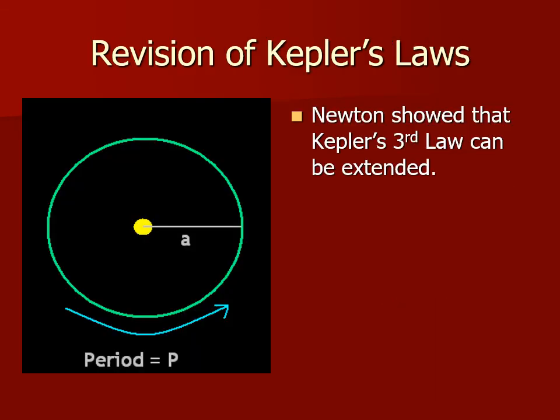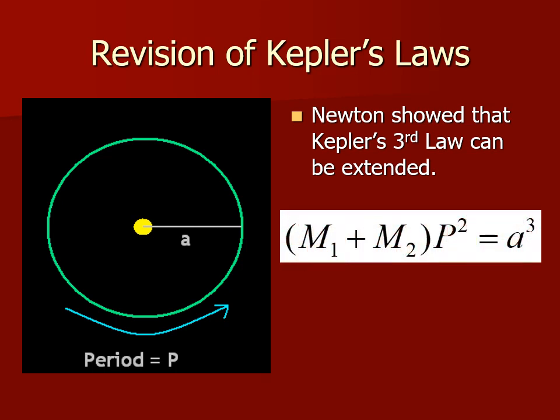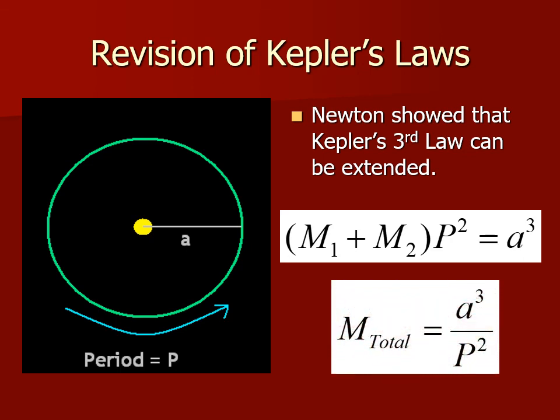Again, Kepler studied the motions here. Newton modified this by saying the total mass times P squared equals A cubed, which means just redo the math, and you can now solve for the total mass of something. And this is, as I said, one of these major significant findings, because now we can start measuring masses.